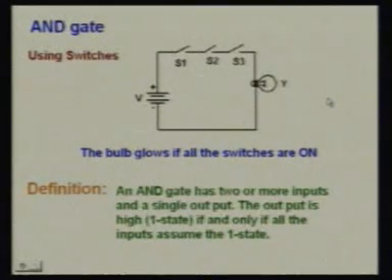It's a logical circuit with 2 or more inputs. The output is high, that is in 1 state, if and only if, and this is very important terminology in mathematics, if and only if all the inputs assume the 1 state. So this is the only condition when we will be getting high state at the output. So output will be high if all the inputs are high. If any of the inputs is low, the output will be low.